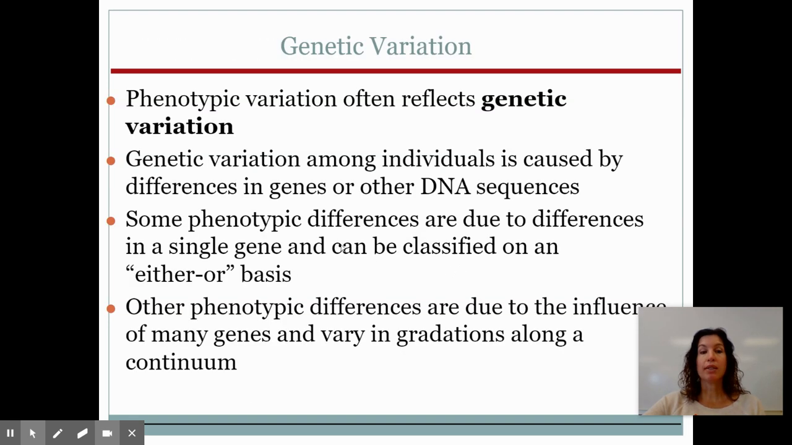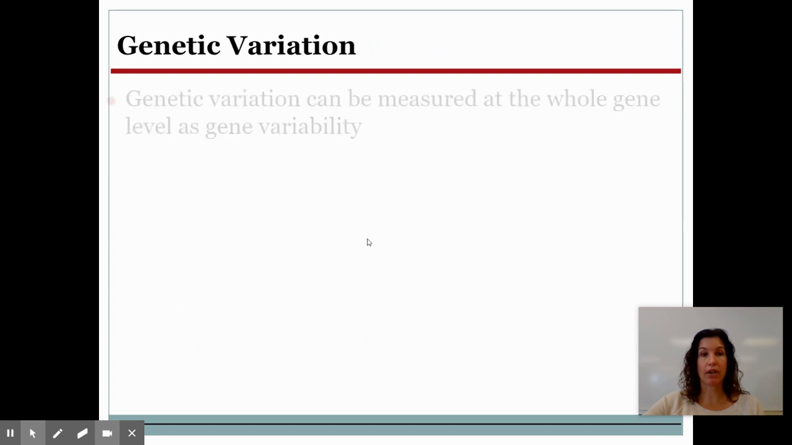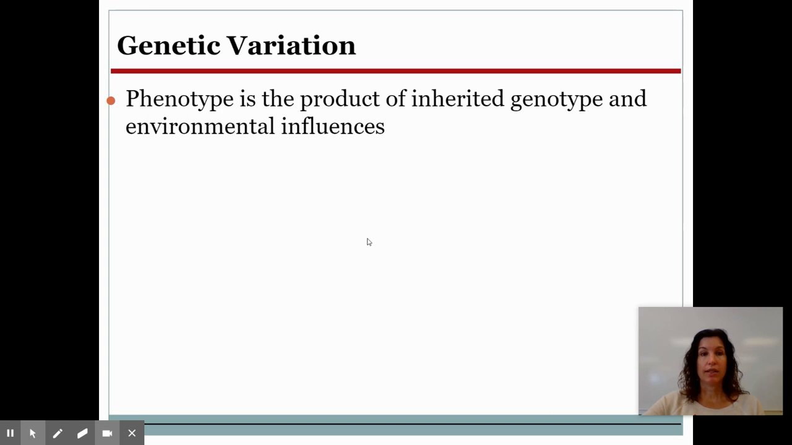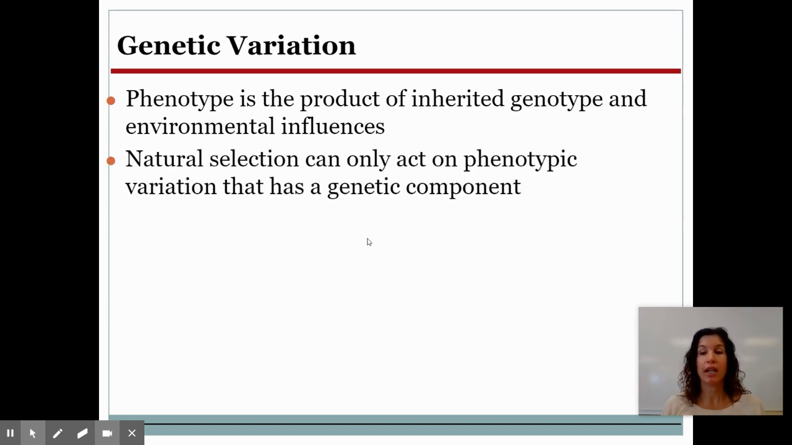Some of those phenotypic differences are due to differences in a single gene. Some differences are due to many genes working together. Phenotype is the product of inherited genotype and environment, so it's both of those together. I'm sure you guys have heard about nature and nurture before. This happens with phenotypes as well. There is a component of both that impacts phenotype. And again, natural selection can only act on phenotypic variation that has a genetic component.